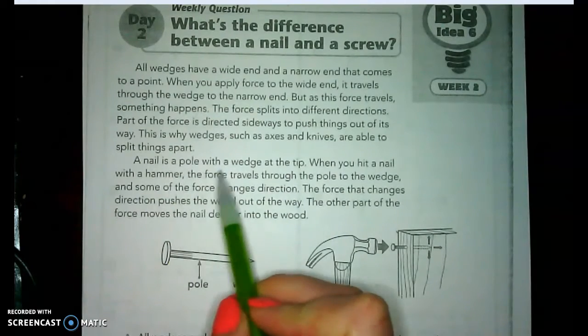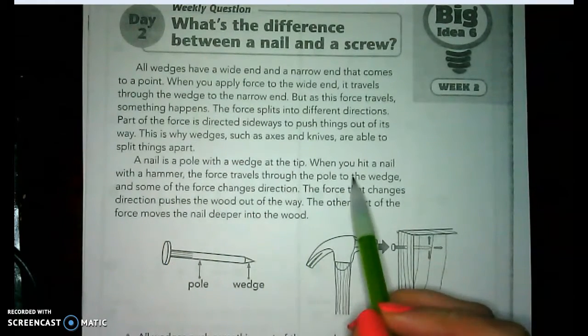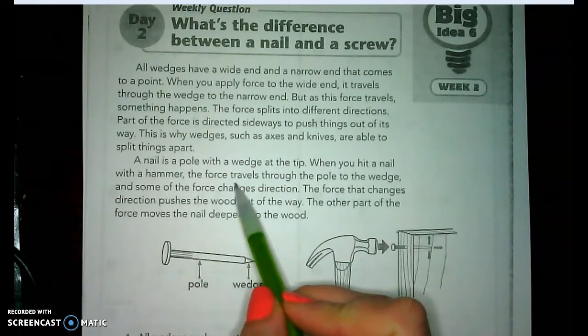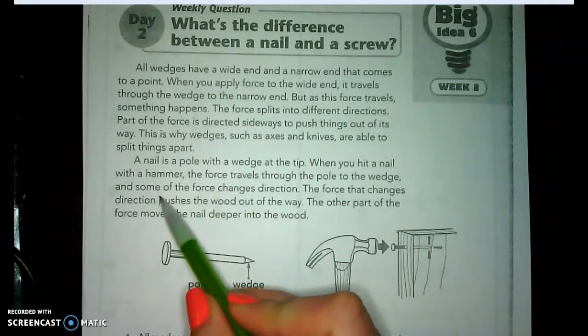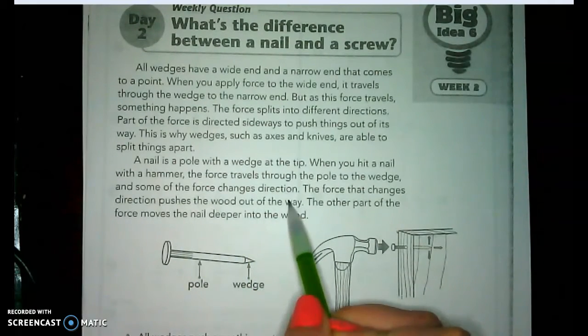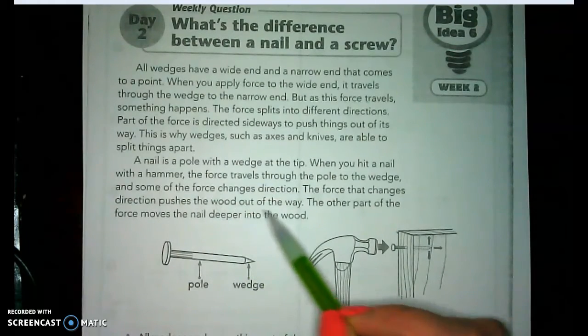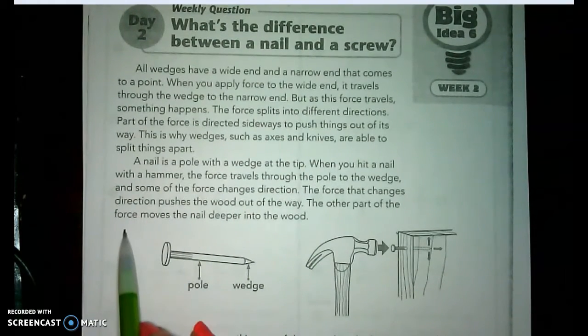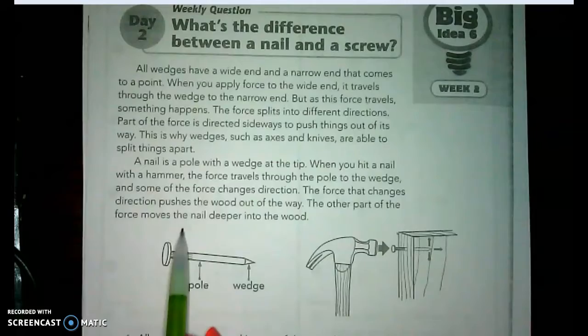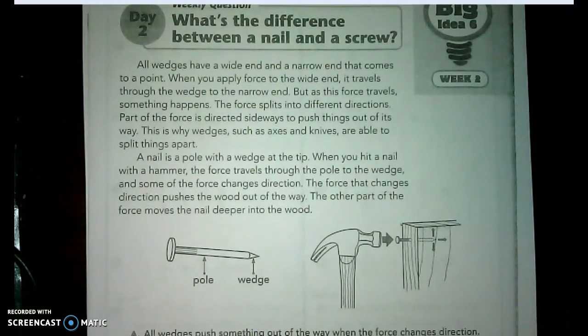A nail is a pole with a wedge at the tip. When you hit a nail with a hammer, the force travels through the pole to the wedge, and some of the force changes direction. The force that changes direction pushes the wood out of the way. The other part of the force moves the nail deeper into the wood.